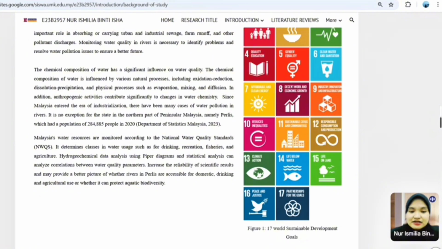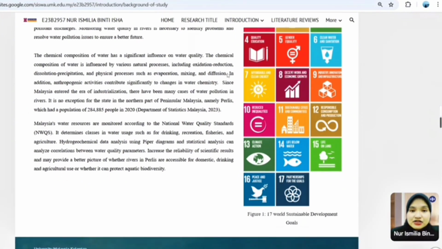In Malaysia, water resources are assessed and monitored using the National Water Quality Standards (NWQS), which classify water based on its sustainability for various uses such as drinking, agriculture, fisheries, and recreation, as well as its ability to support aquatic life. To gain a deeper understanding of water quality, analysis of hydrogeochemical data using tools such as Piper diagrams along with statistical techniques can help determine correlation between water quality parameters and identify the dominant chemical composition in the water.